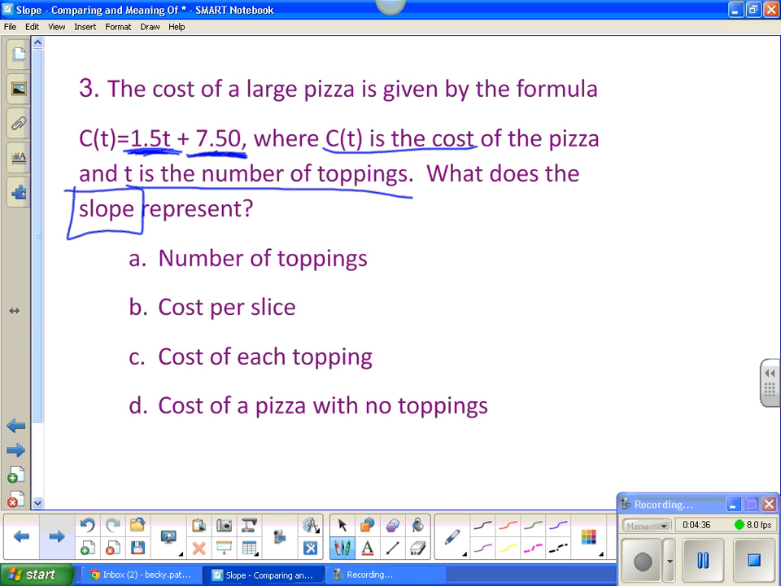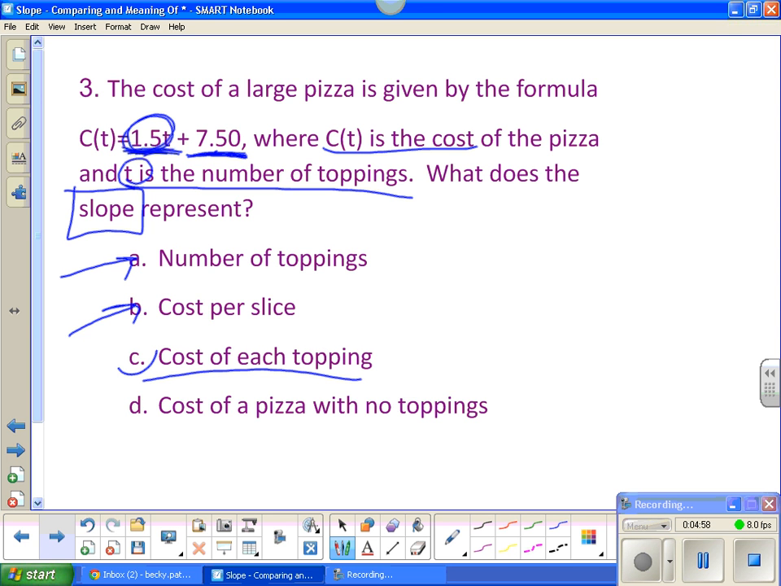So what does the slope represent? Does it represent the number of toppings? No, that's t. t represents the number of toppings. Is it the total cost per slice? No, that's C of t. That's the whole thing. Does my slope represent the cost of each topping?